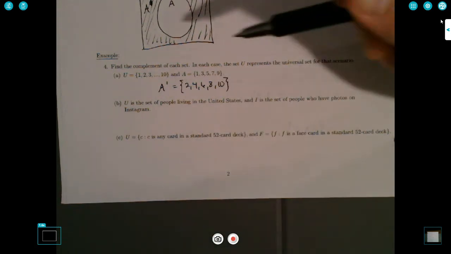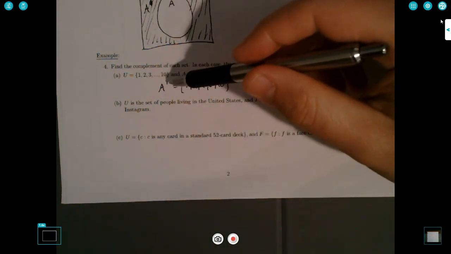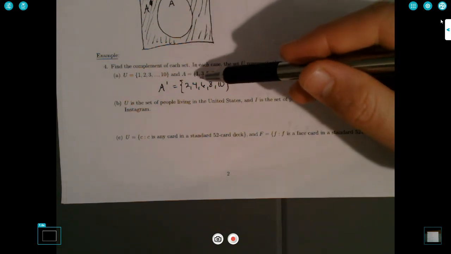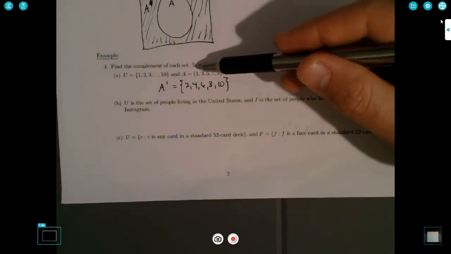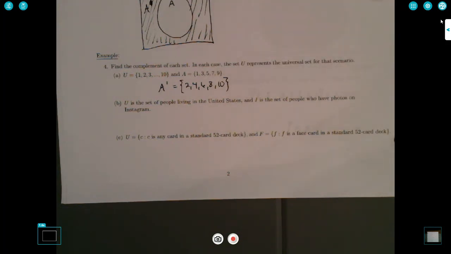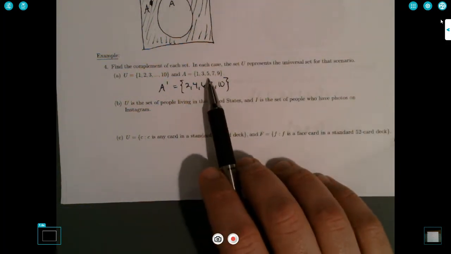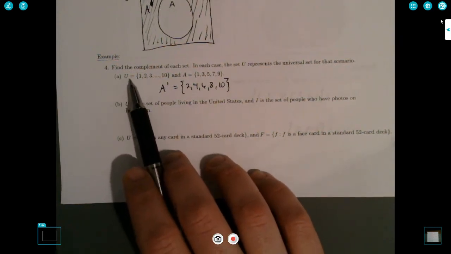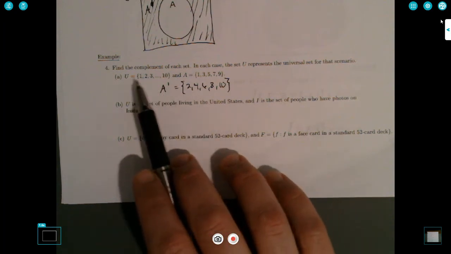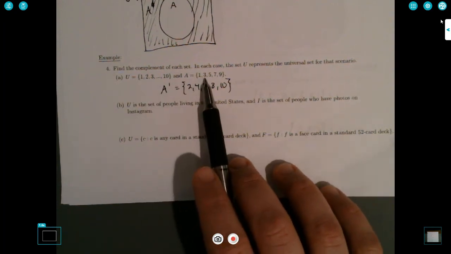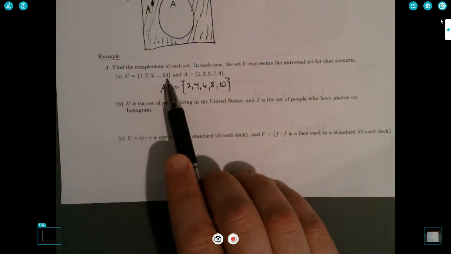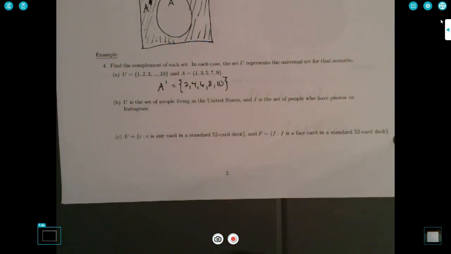Now, it's important that A complement is relative to your universal set U. Otherwise, you would say, what is A complement? It's literally everything except for these numbers. But no, you have this universal set that gives you your reference point. So A complement is all the stuff in the universal set that's missing from A.